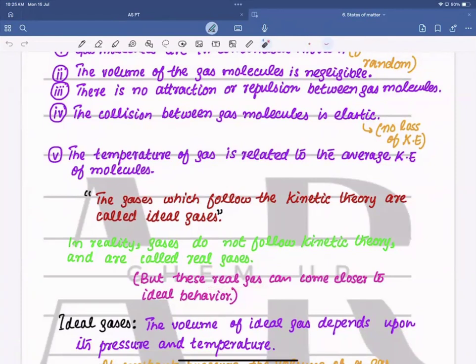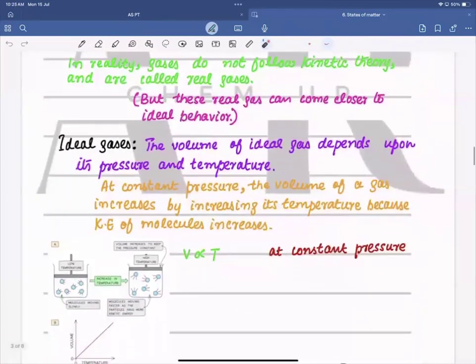Now, when we talk about the ideal gas, the volume of the ideal gas basically depends upon the pressure and the temperature. If you increase the temperature, what will happen? The particles collide more frequently, and it leads to an increase in the pressure, right? And if we change the volume, the pressure would also change inversely.